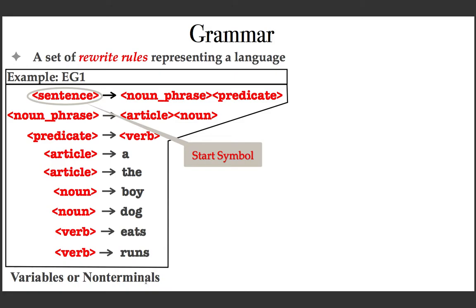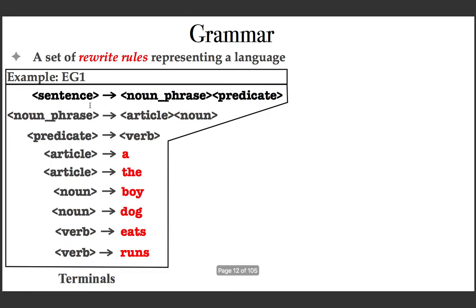So one variable must be designated as the start symbol, and in this example grammar, sentence is the start symbol. And the words which are not given in angular brackets are called terminals. So terminals are given without angular brackets, and variables or non-terminals are given within angular brackets. This form of representing the grammar is known as Backus-Naur form, BNF.